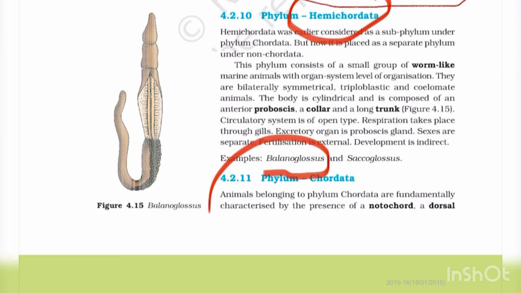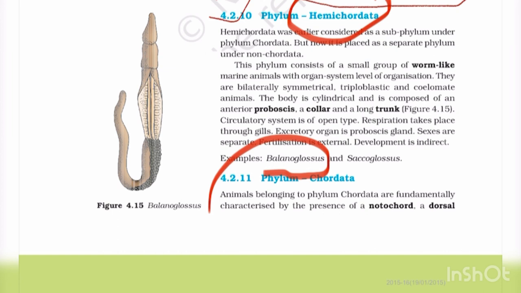4.2.10 Phylum Hemichordata. Hemichordata was earlier considered as a subphylum under phylum Chordata, but now it is placed as a separate phylum under non-chordata. This phylum consists of a small group of worm-like marine animals with organ system level of organization. They are bilaterally symmetrical, triploblastic and coelomate animals. The body is cylindrical and is composed of an anterior proboscis, a collar and a long trunk, figure 4.15. Circulatory system is of open type.